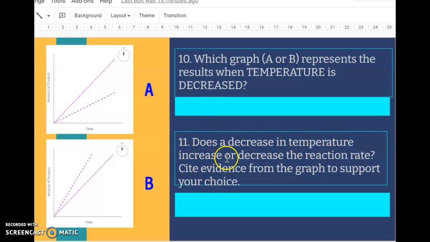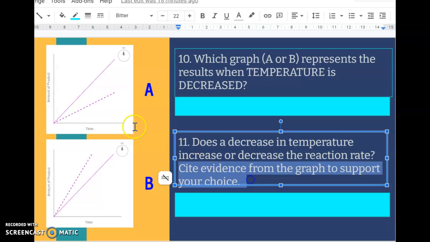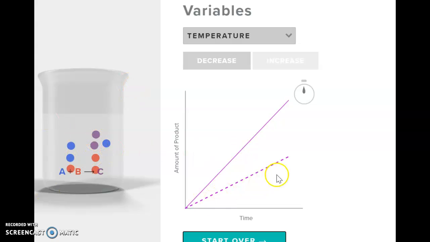Does a decrease in temperature increase or decrease the reaction rate? So looking at A, does this make your reaction rate slower or does it make it faster if you decrease the temperature? Cite evidence from the graph to support your choice. So tell me what your answer would be. And then you would say, for example, based on graph A, this happened. And you can also relate back to here when you look at the decrease and what happened in the beaker.